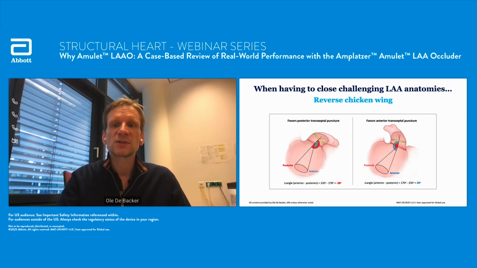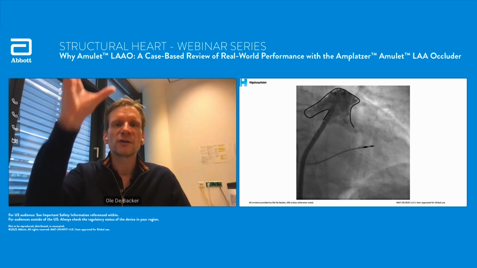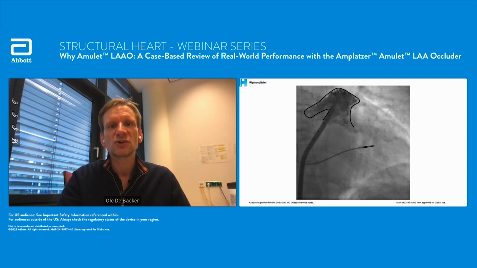And also there, I would say ICE guidance helps with obtaining an extremely inferior puncture. You can puncture more, or you dare to puncture more inferior, if you do it ICE guided than if you do it TEE guided, because there you don't really see the inferior edge of your fossa ovalis. So here you see this is the challenging part. It's a very vertical takeoff of the appendage with the reverse chicken wing.